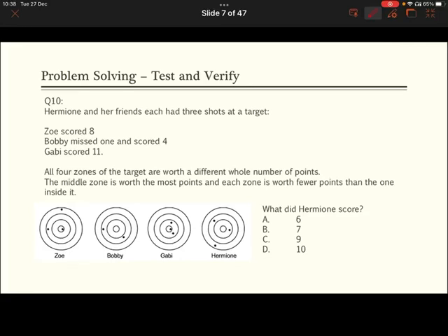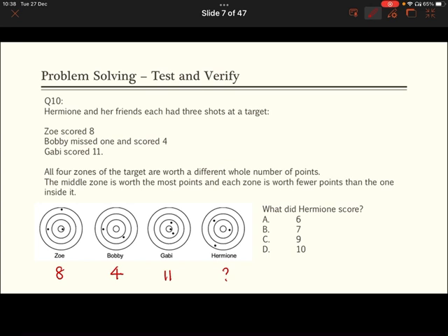Question number 10 is pretty easy because I can see in my test 80% of the students, which is 16, got it correctly. This is only about how you test and verify the patterns, right? Because they give us four examples here. Zhu got 8 when they do the archery, and Bob missed one and scored 4, and Gabi got 11. Then they're asking us, what is Hermione's score?